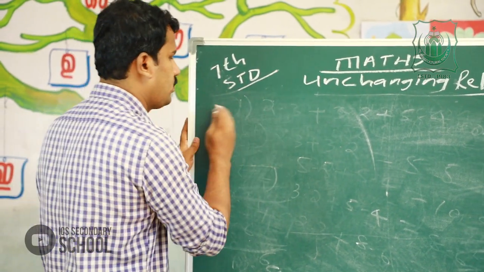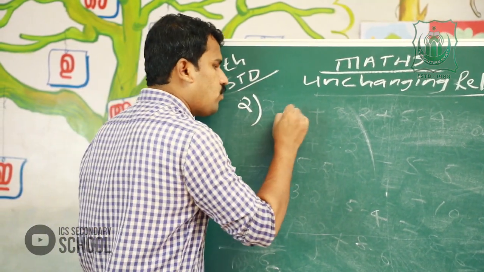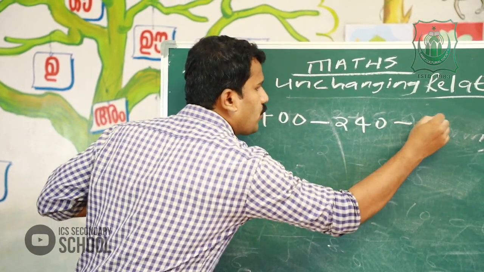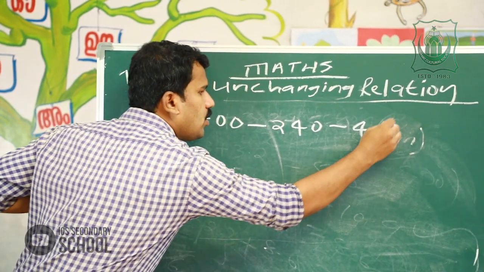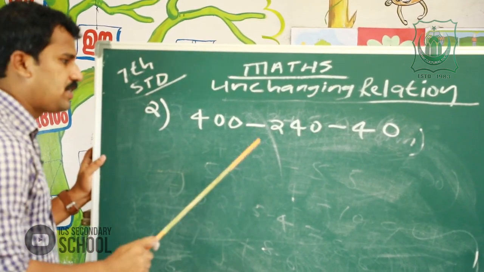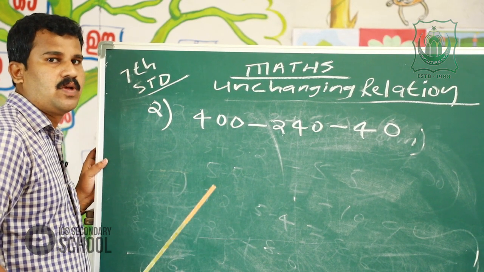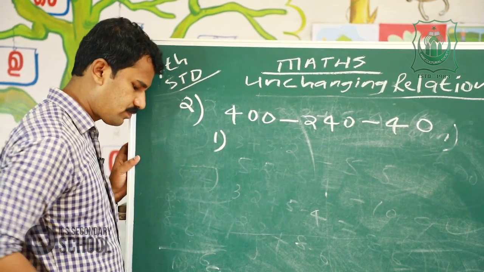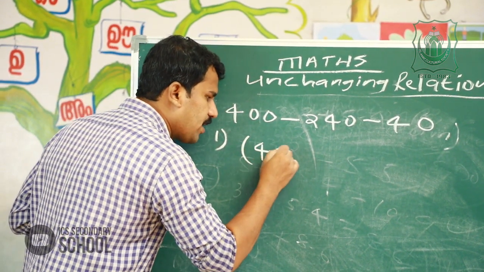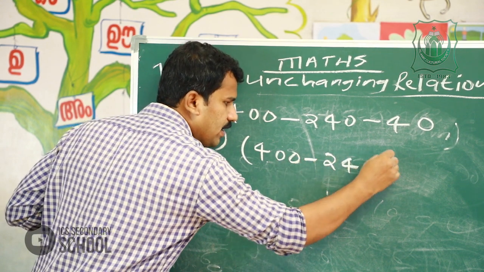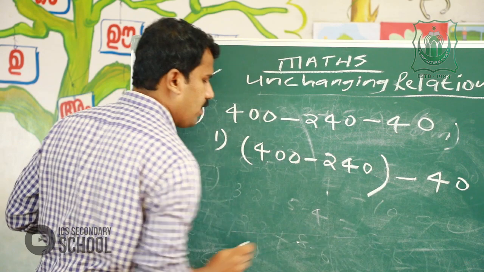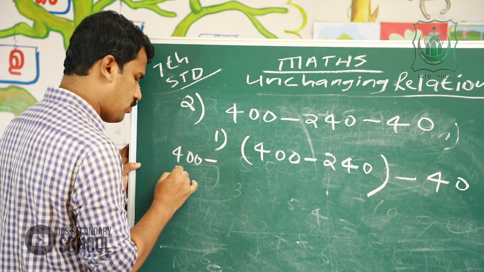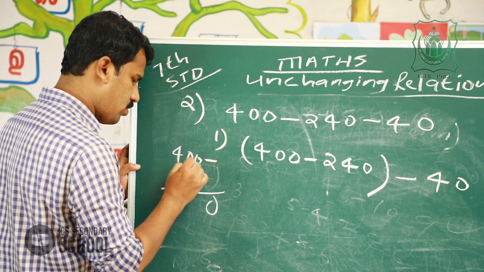Next problem, solve 400 minus 240 minus 40. This is a subtraction problem. So you can do two methods to solve this problem. First method, 400 minus 240, then minus 40. Okay, 400 minus 240.